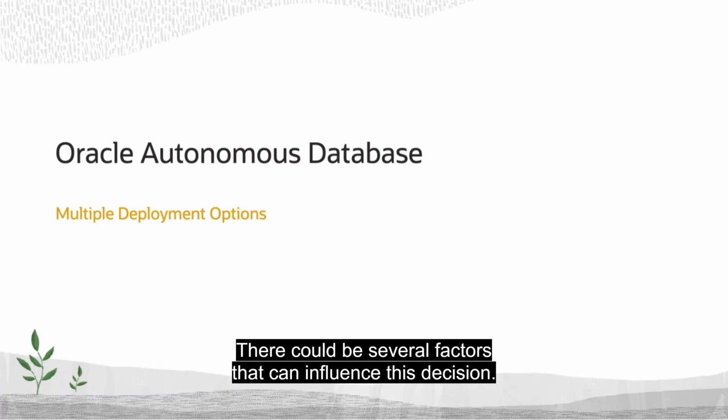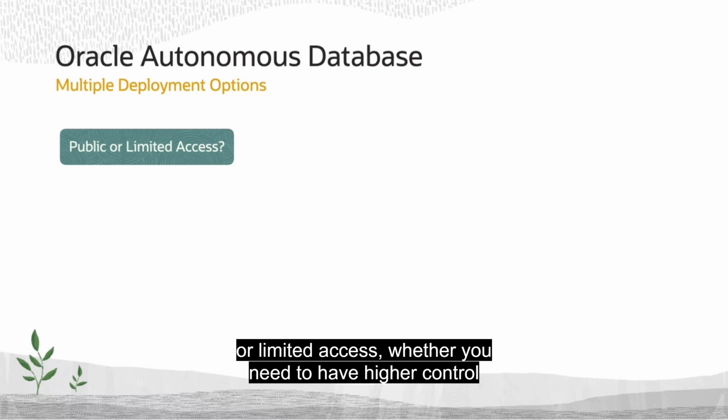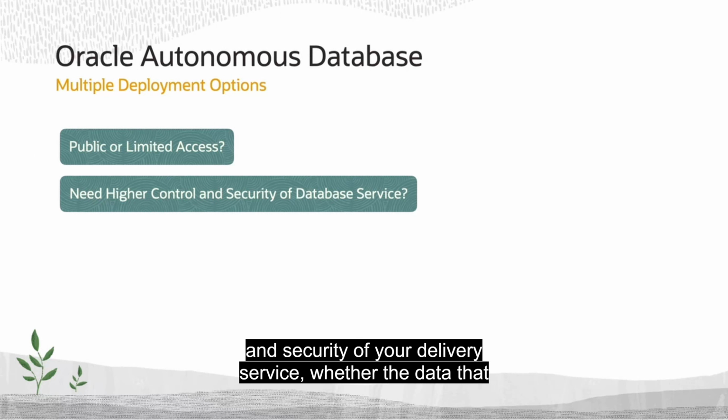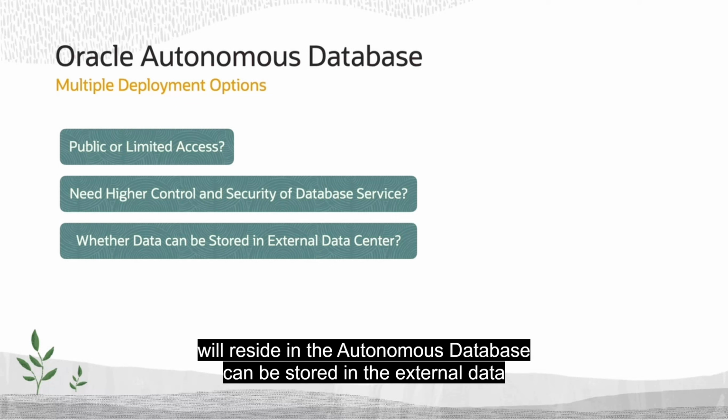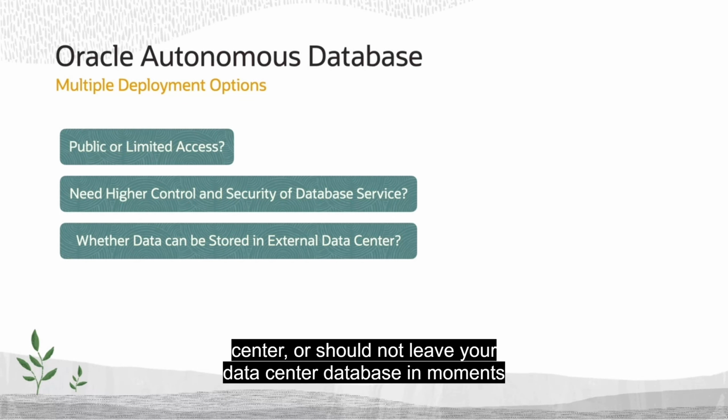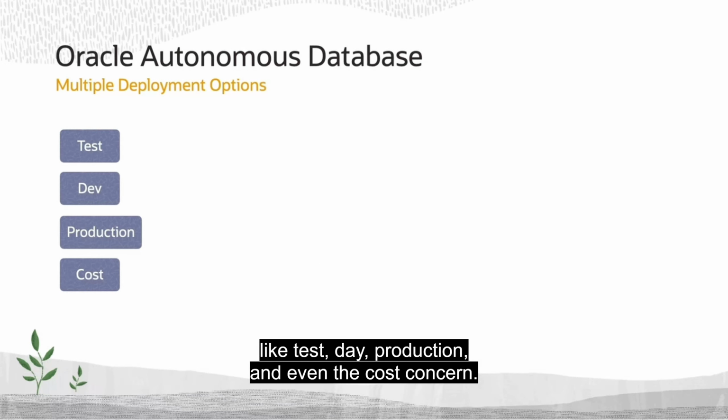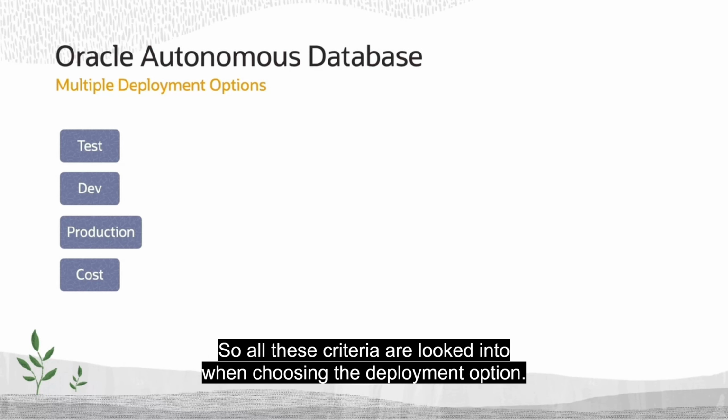There could be several factors that can influence this decision. For example, whether it should be accessed publicly or limited access, whether you need to have higher control and security of your database service, whether the data that will reside in the autonomous database can be stored in an external data center or should not leave your data center, database environments like test, dev, production, and even the cost concern. So all these criteria are looked into when choosing the deployment option.